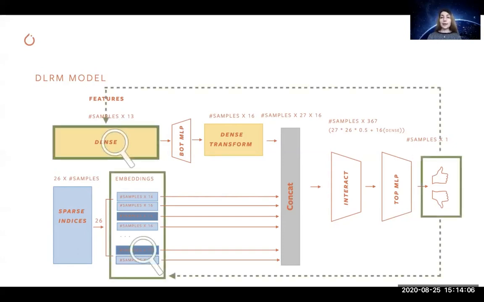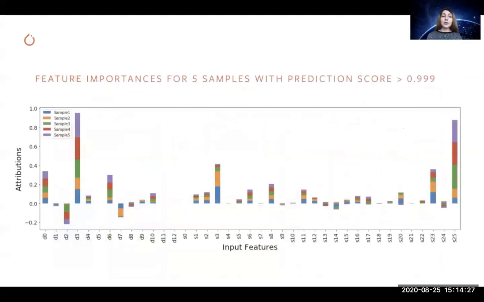So first, we would like to understand the feature importances, and we would attribute our output prediction, click or non-click, to our dense features and to our embedding vectors. For this experiment, we use the integrated gradients algorithm. In this diagram, we can see the feature importances for five samples, five ads, that were predicted as clicks with a prediction score larger than 0.99. On the x-axis, we see the input features. The first 13 features are the dense features, followed by 26 sparse features. The y-axis represents the attribution score. For each sample, we used a different color and stacked those contribution scores for each sample on top of each other.